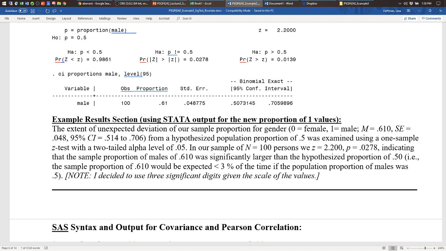Note that because all of the values in this paragraph are below 1, proportions and things like that, I chose to have 3 significant digits to help keep them separate. So here's my z value, my p value, indicating that the sample proportion of males of 0.6 was significantly larger than the hypothesized proportion of 0.5. So same formula. Say, what are you doing? What happened in stat E's, comma, English?